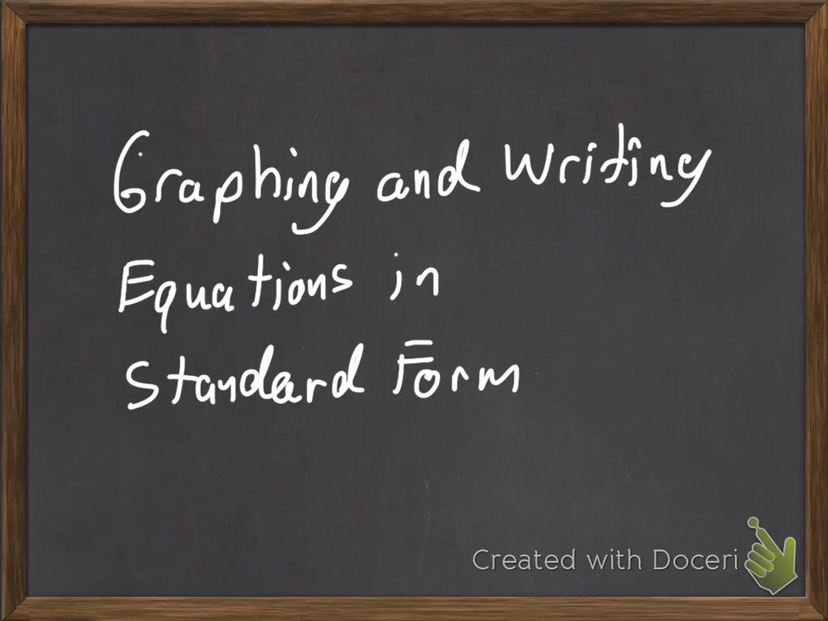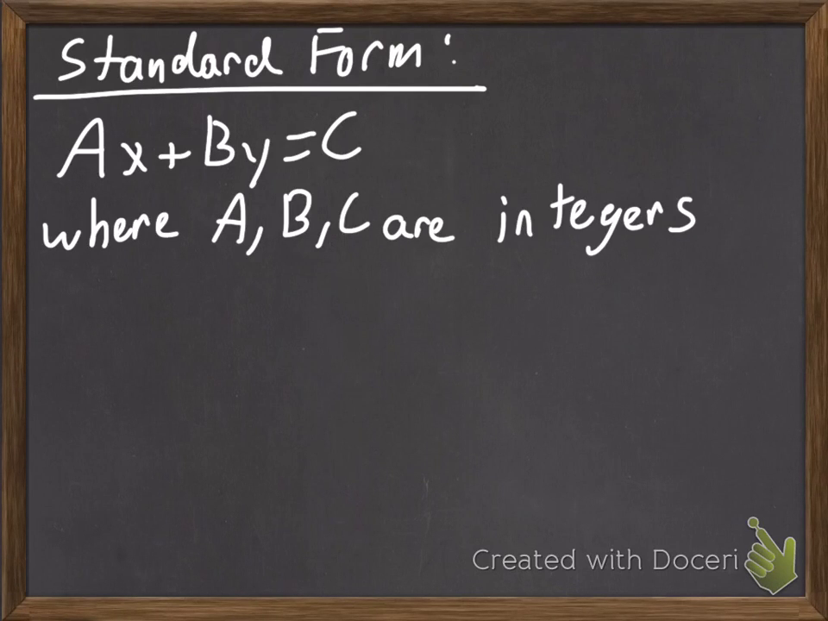Right, welcome to graphing and writing equations in standard form. You just went over how to graph and write equations in slope-intercept form, so now we're going to look at another way to do it, which we're going to call standard form. So the first question is, what is standard form? Well, here it is. It's ax plus by equals c, where a, b, and c are integers.